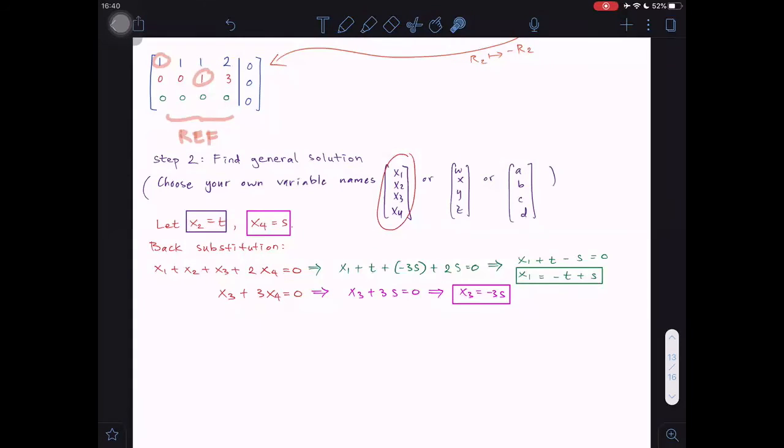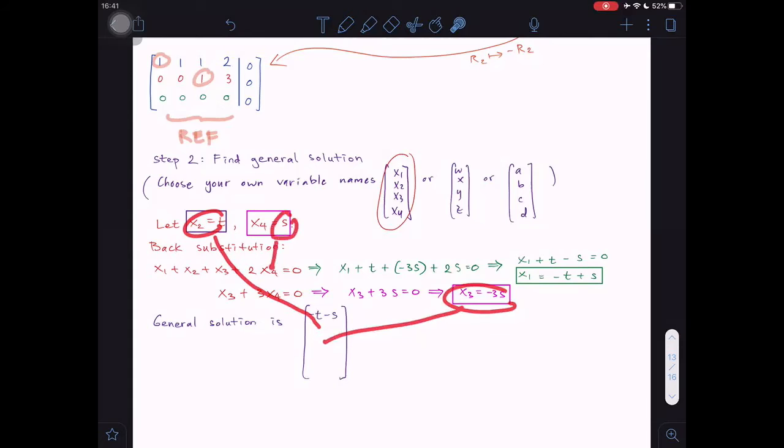Now I have all the variables x1 through x4 in terms of the parameters t and s, so I can write the general solution. The first entry is x1 in terms of t and s. The second entry should be t. The third entry should be negative 3s, and the fourth entry should be s.